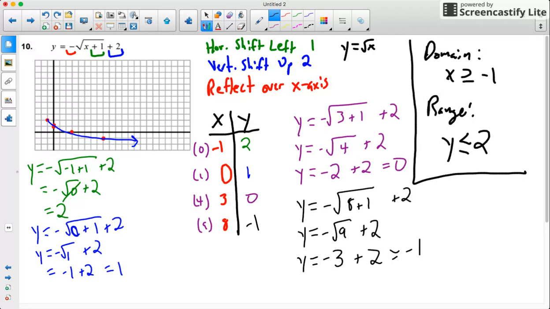And here we've successfully graphed this function, stated the domain and range, and we've even described the transformations as well.